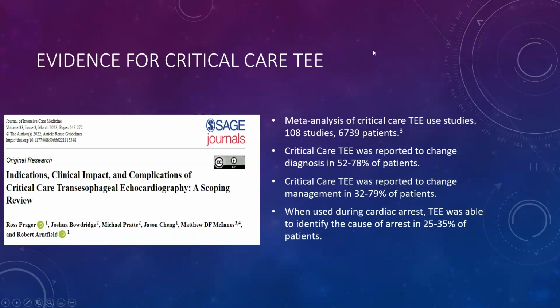So some of the evidence, why do we do this? Is it actually helpful? Large meta-analysis of critical care TEE studies that included 108 different studies over 6,500 patients, and looking at was TEE useful in changing the diagnosis and management. So it was found to be useful in changing the diagnosis in half to 3/4 of patients. So you can really narrow down your diagnosis quite a bit by using TEE. And then it was reported to change management anywhere from 1/3 to 4/5 of patients.